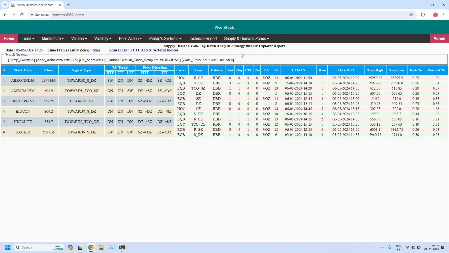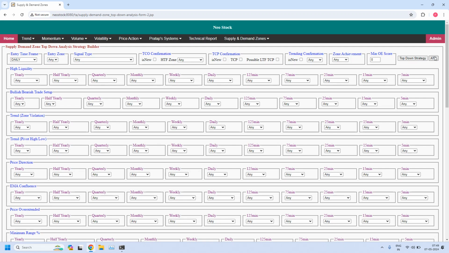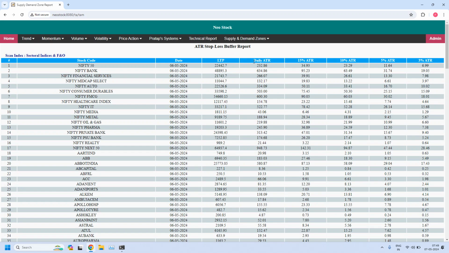Now the final report, let us generate the stop buffers based on daily ATR. So this is the daily ATR, and 5% ATR you have to use for daily income trade, 3% ATR you have to use for hourly income trade. First 17 in this list are indices, remaining all are equity stocks listed in F&O segment.